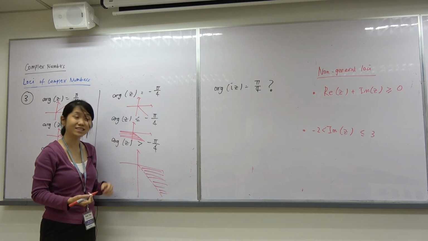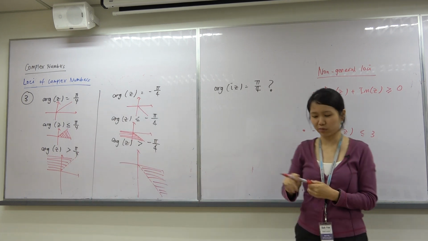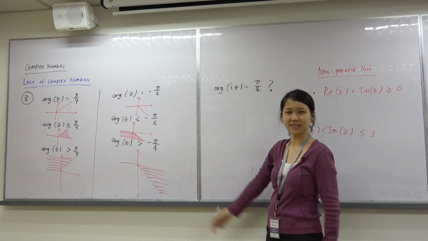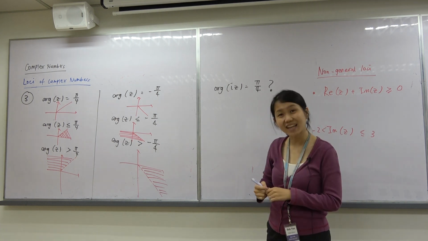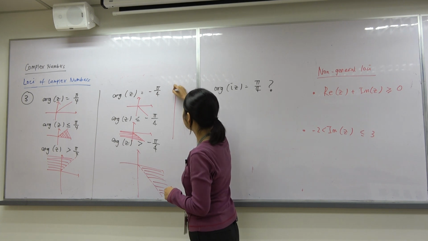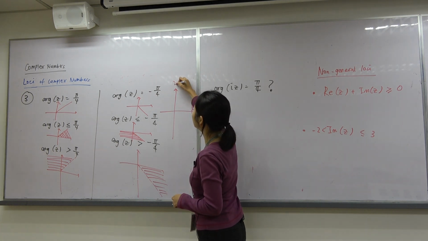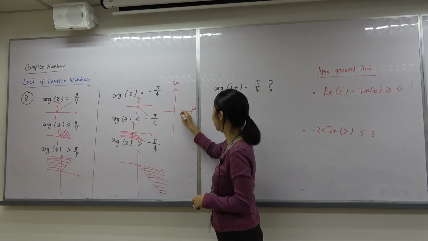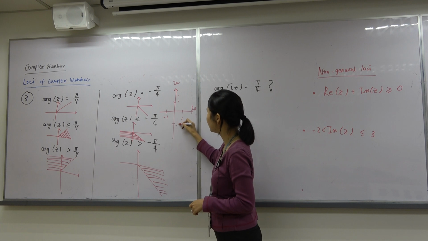Okay, am I clear on this part? So what happens then if it is argument of iz equals pi over 4? We have been dealing with argument of z. Yeah, because we know the Argand diagram of z. And the Argand diagram of z is simply this. Real part is here, imaginary part is there. Correct or not? You have got 1 here, you have got negative 1 here, you have got i here, you have got negative i there.